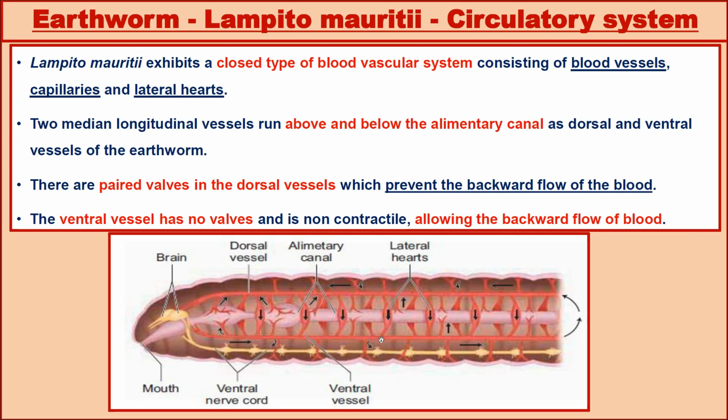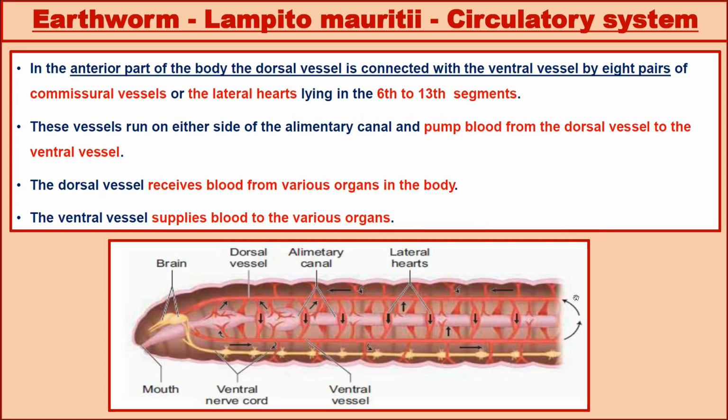There are paired valves in the dorsal vessel which will prevent the backward flow of the blood, and the ventral vessel will not possess any valve. There is no valve in the ventral vessel and it is non-contractile also, whereas the dorsal vessel is contractile, and the ventral vessel will allow the backward flow of the blood.